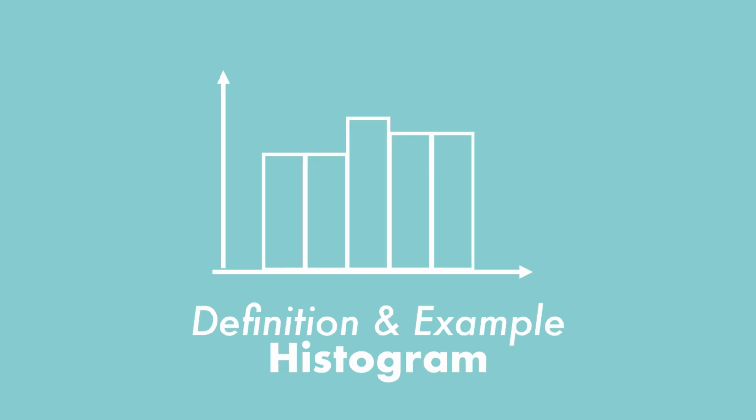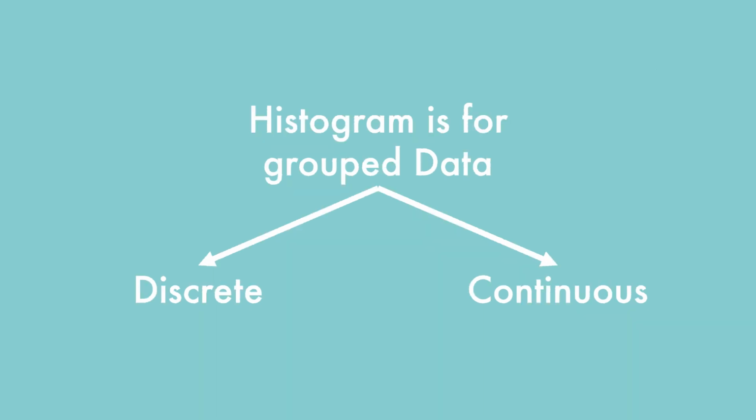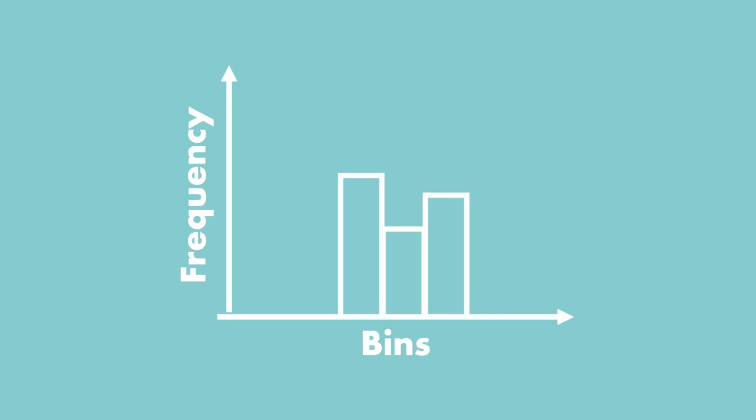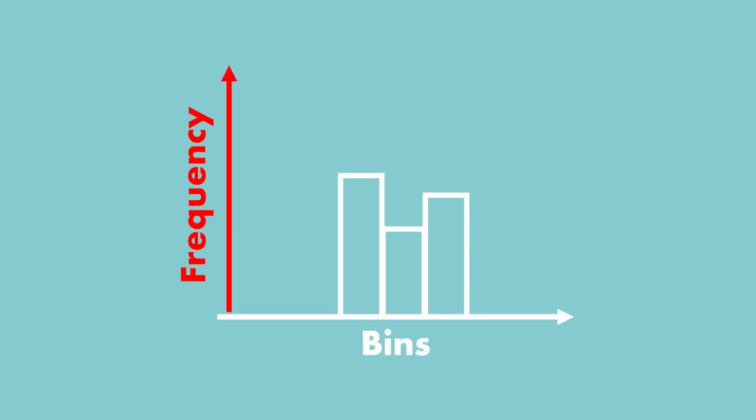In many of the cases in statistics, histograms are used to display numerical data. One advantage of a histogram is that it can display large continuous datasets. It is applicable only to grouped numerical data, either discrete or continuous. A histogram consists of continuous adjoining boxes or bins. It has a horizontal axis and a vertical axis.